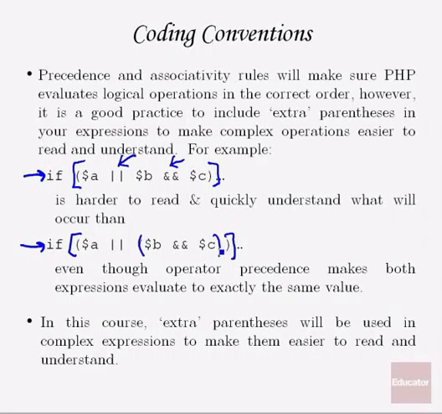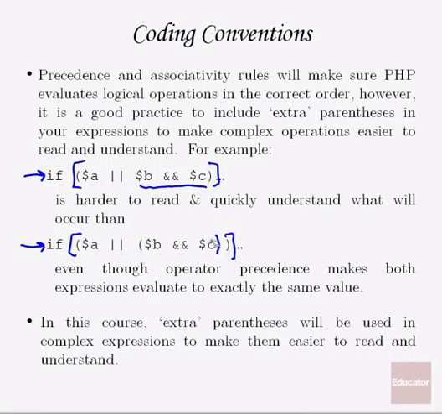Now, the and operation has a higher precedence, so when this statement up here gets evaluated, this operation will always occur first. The result of that will be ORed with the a operation. Now down here, the same thing happens, except we explicitly put in these parentheses. And what that does is, even though the parentheses aren't needed, it makes the code a little bit easier to read and a little bit easier to understand.